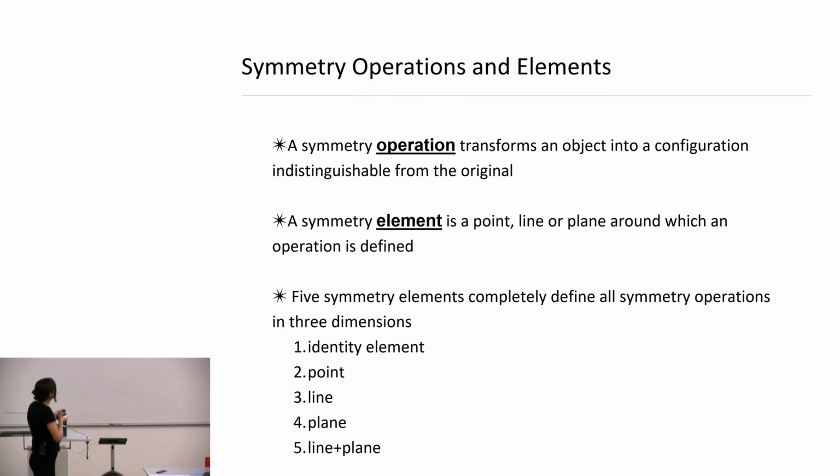And so a symmetry operation is something that transforms an object into a configuration indistinguishable from the original, right? And we're going to go through what each of those symmetry operations actually is. The symmetry element is the point, line, or plane around which that operation is defined. And so we have 5 symmetry elements that we want to talk about: identity, point, line, plane, and line plus plane.